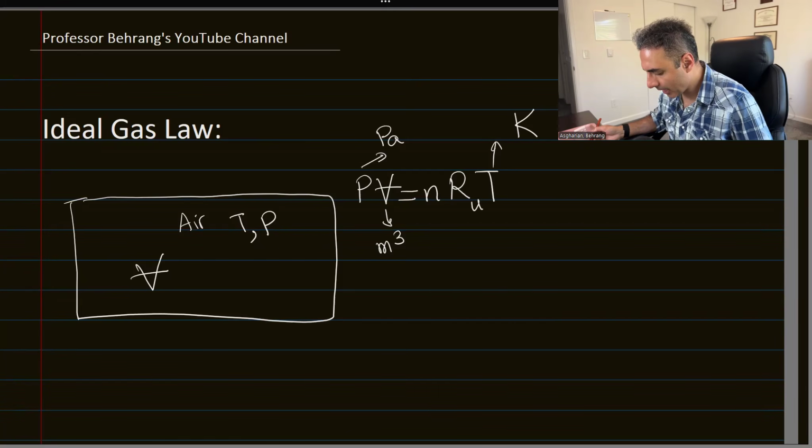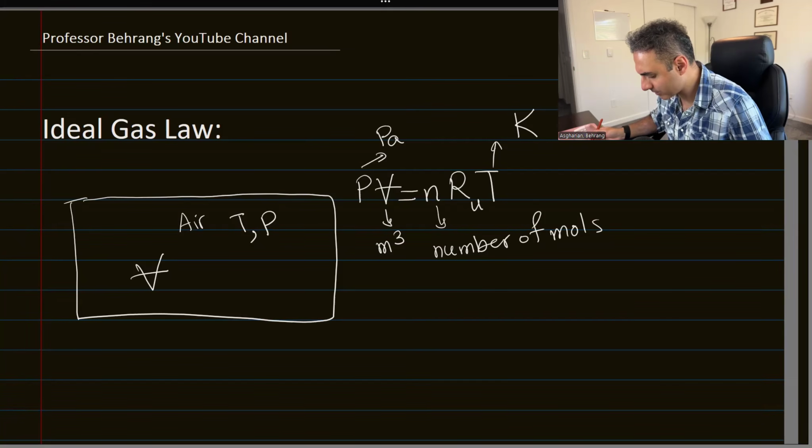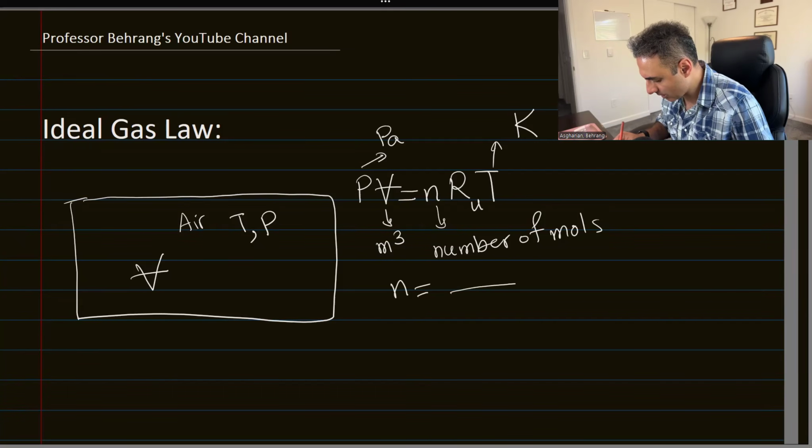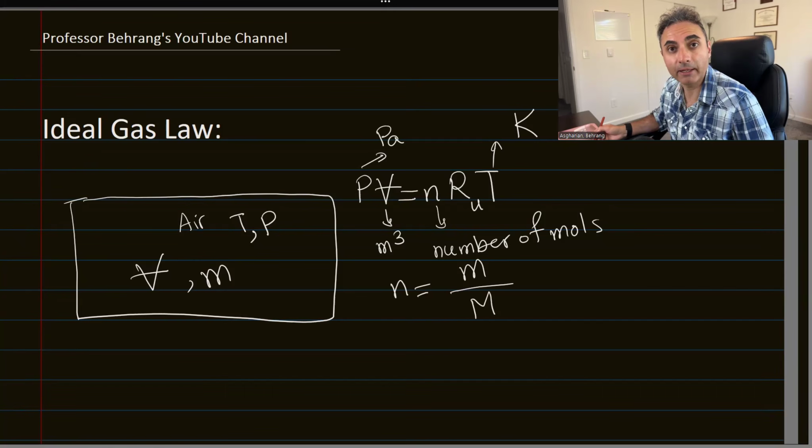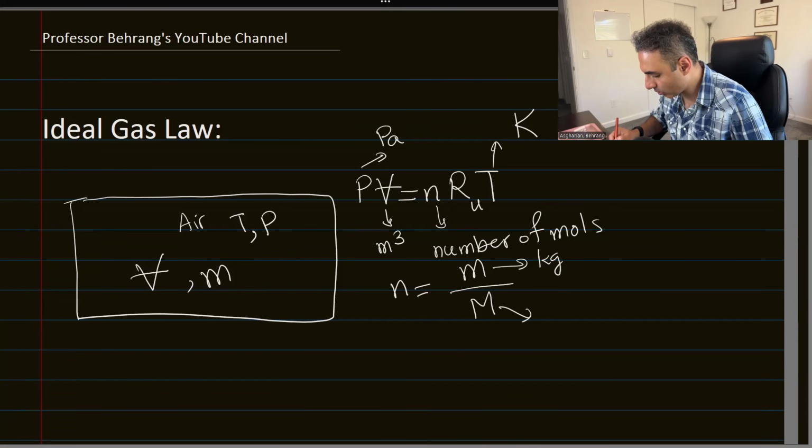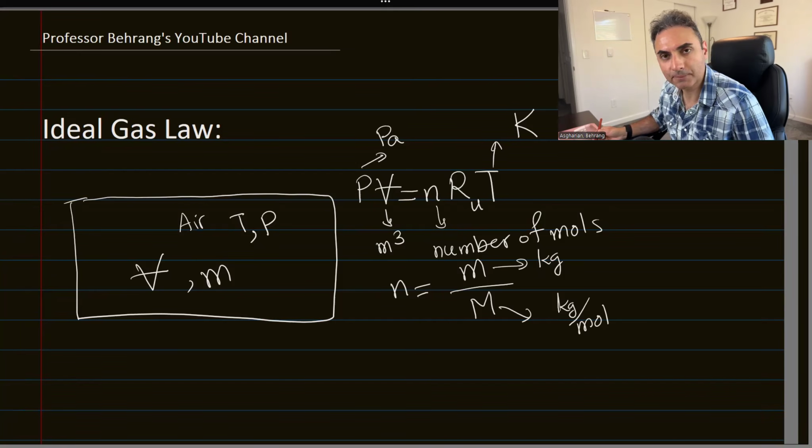Okay. And what you have here is the number of moles. So let's say we're dealing with air. How do we find the number of moles? The number of moles, in fact, can be calculated using this equation: the whole mass of whatever we have in this tank over the molar mass of air. What's the unit of mass? The unit of mass is kilograms in basic SI. What's the unit of molar mass? It's kilogram per mole. That's what it is.